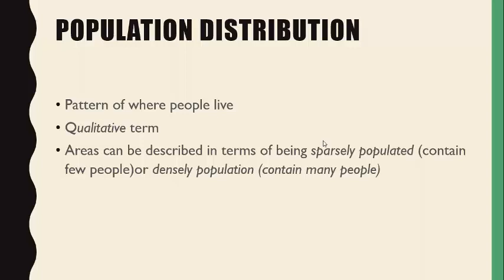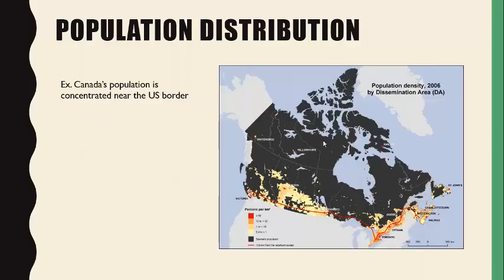And we could describe places as being either sparsely populated, those areas that contain few people, or densely populated, those areas that contain many people. And so for an example, we could look at Canada's population distribution. So this map here is showing how Canada's population is distributed. About 35, 36 million people live in Canada, but we're not spread out evenly.